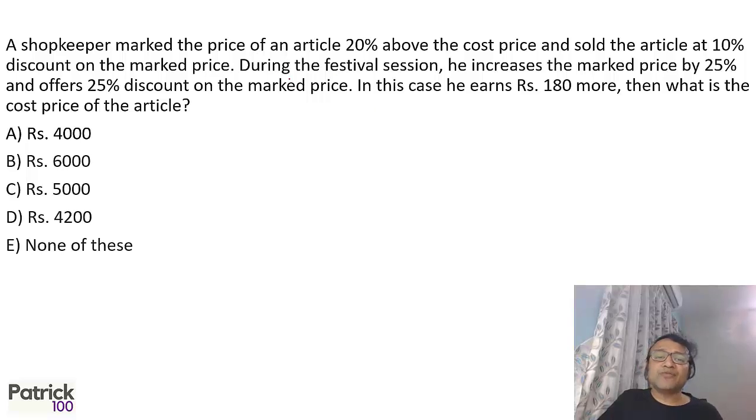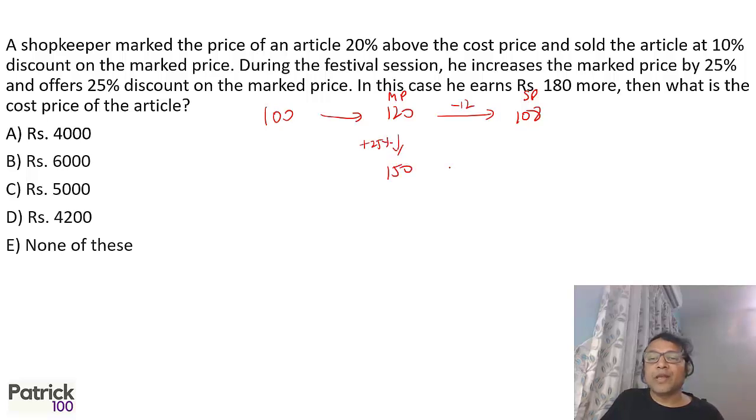A shopkeeper marked the price of an article 20% above cost price. Now whenever a percentage is given, you can always start with 100. So let's say 100. So we marked it up by 20%, so 120 becomes the marked price. And he gave a 10% discount, so selling price becomes 108. 10% discount is 12 rupees discount. Now he marked the price 25% more, so 150. 25% of 120 is 30, so 150.